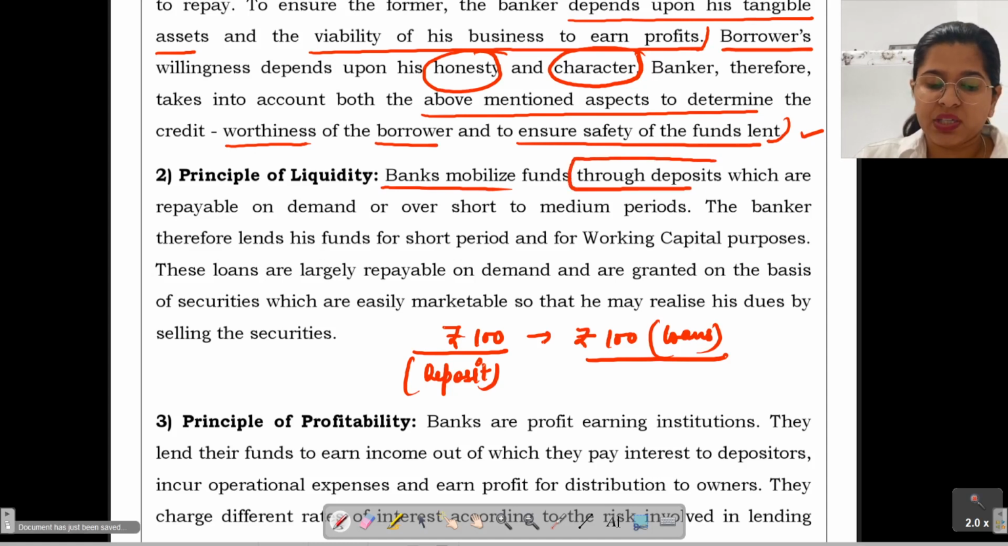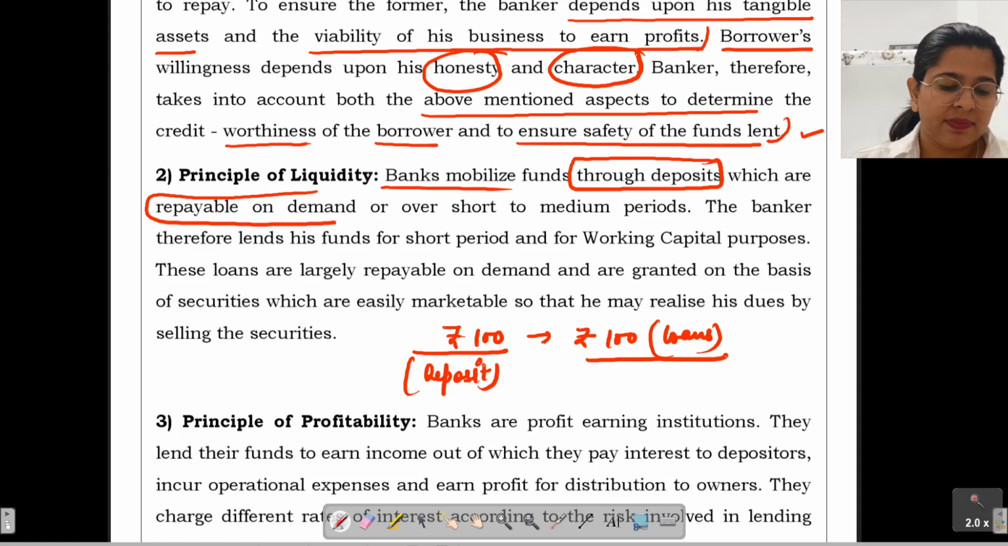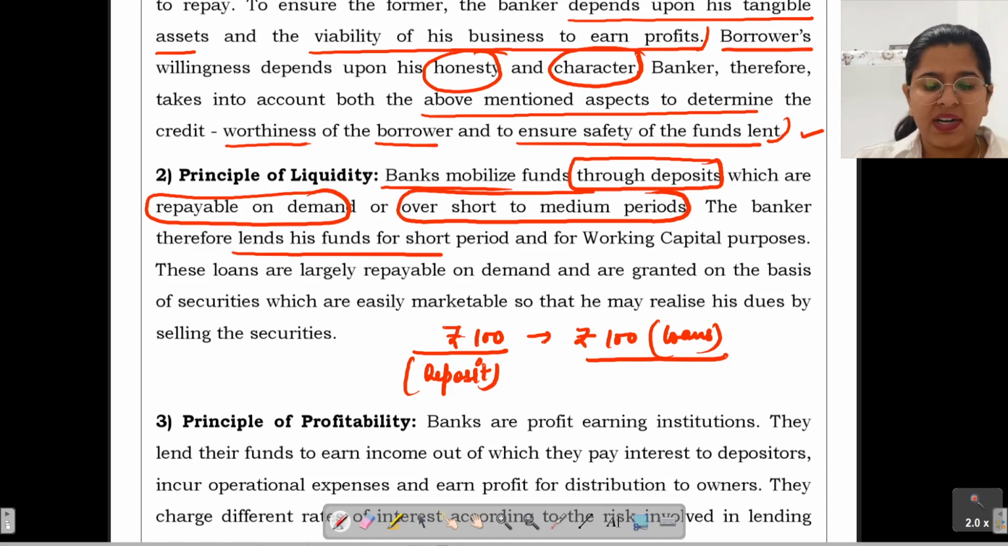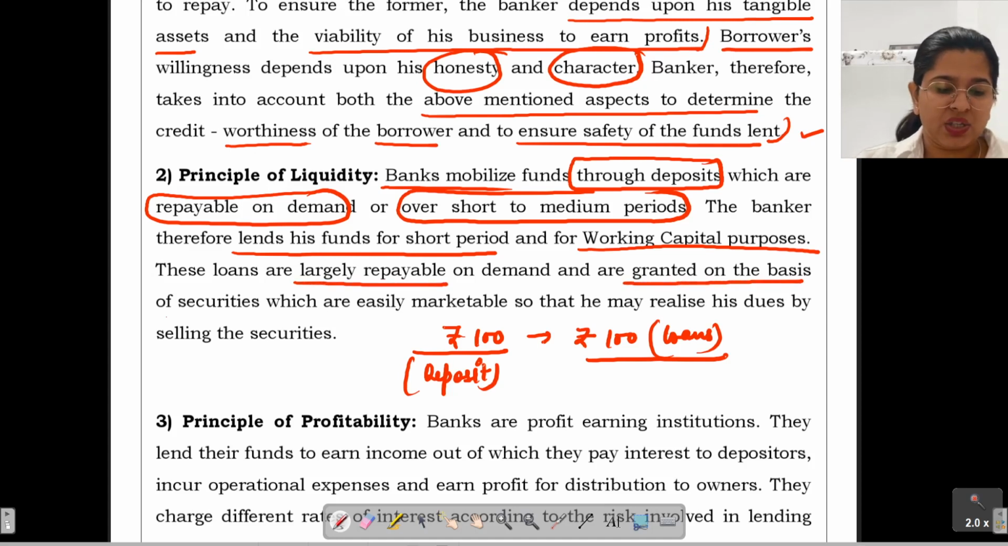We all know we deposit into the banks, into savings account, current account, right? And this is how the banks mobilize the funds. These are repayable on demands or over short to medium periods. The banker therefore lends his funds for the short period and for the working capital purposes. These loans are largely repayable on demand and are granted on the basis of securities which are easily marketable so that he may realize his dues by selling the securities, right?